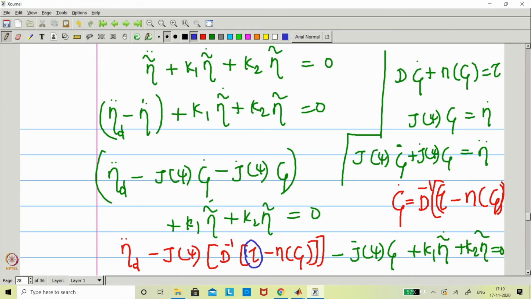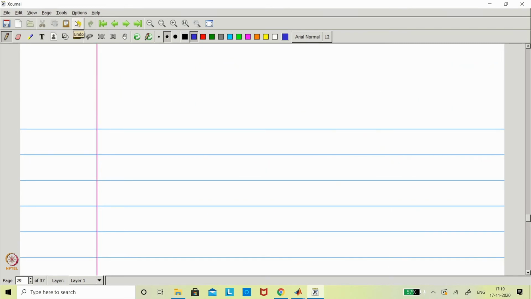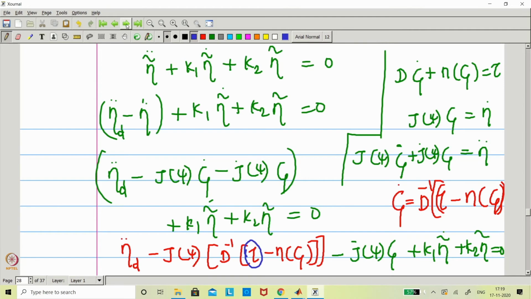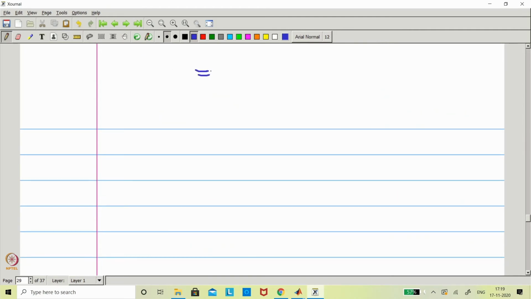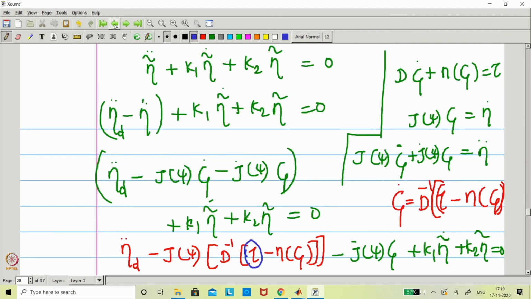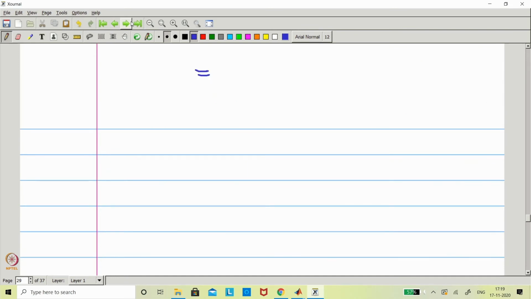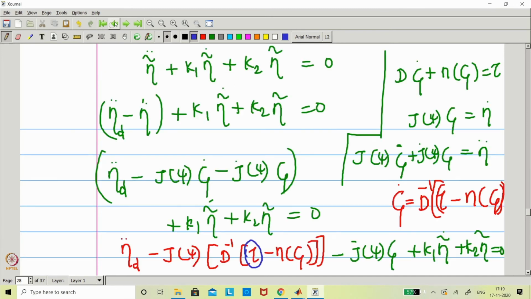I can choose this tau based on rewriting this whole equation. I keep only this term, the D inverse of tau minus n of zeta, and bring everything else to the other side. So what you will get is this.